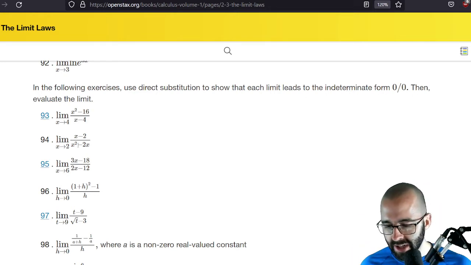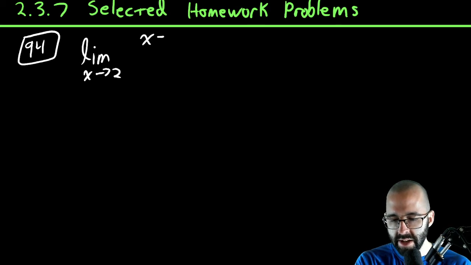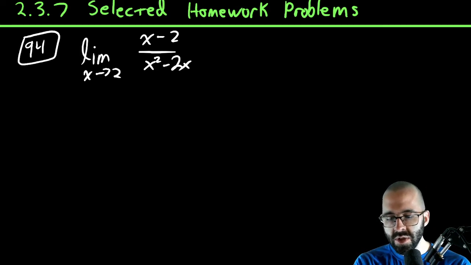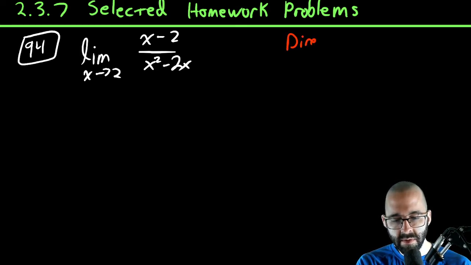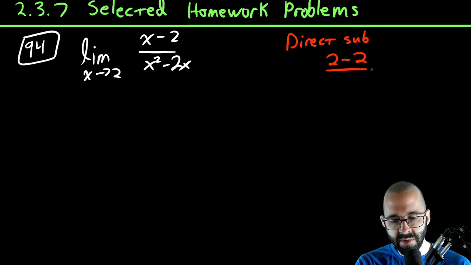Let's look at the limit as x approaches 2 of x minus 2 divided by x squared minus 2x. If we try direct substitution, that would give us 2 minus 2 divided by 2 squared minus 2 times 2.